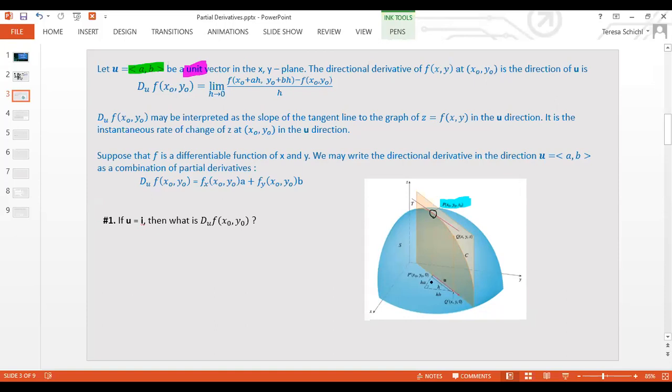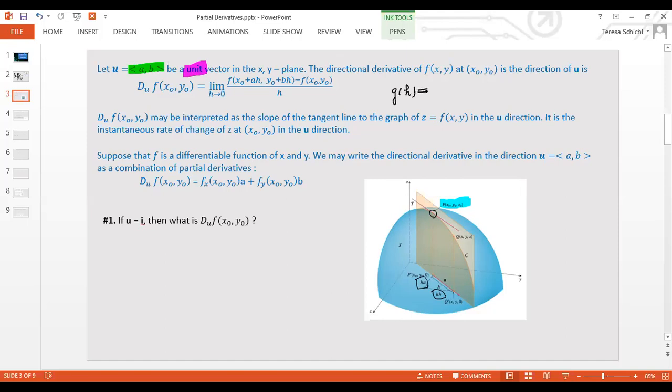So this is h. Because u is a unit vector, if the hypotenuse is h, then this side is ha and this side is hb. That's why we have x0 plus ah and y0 plus bh here. And this one will be minus f of x0 and y0 here, okay? And then you can prove this easily. So for D_u f of x0, y0, in here you can say this.